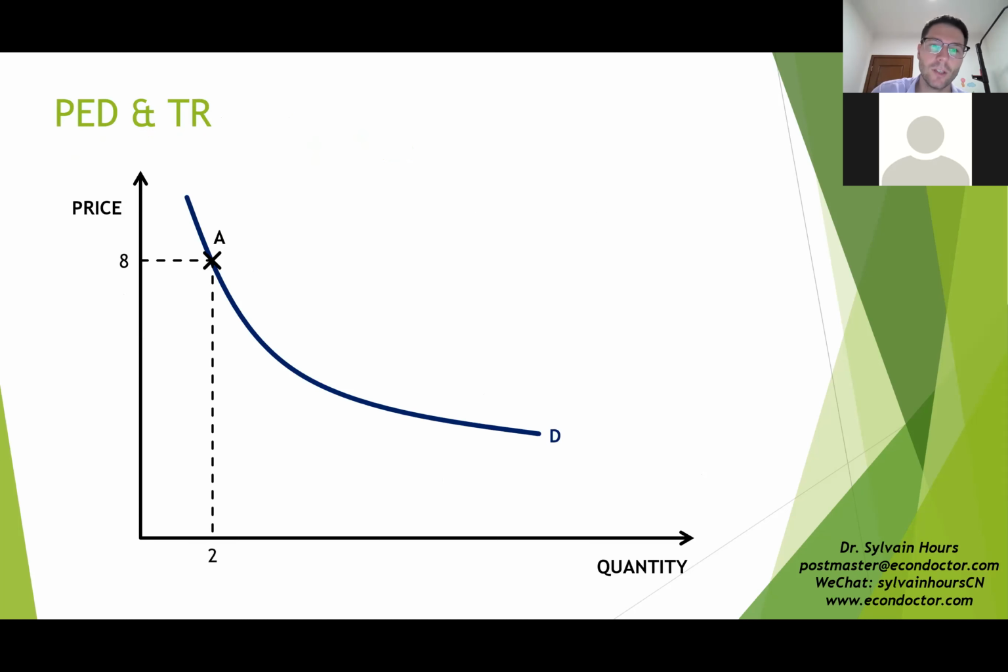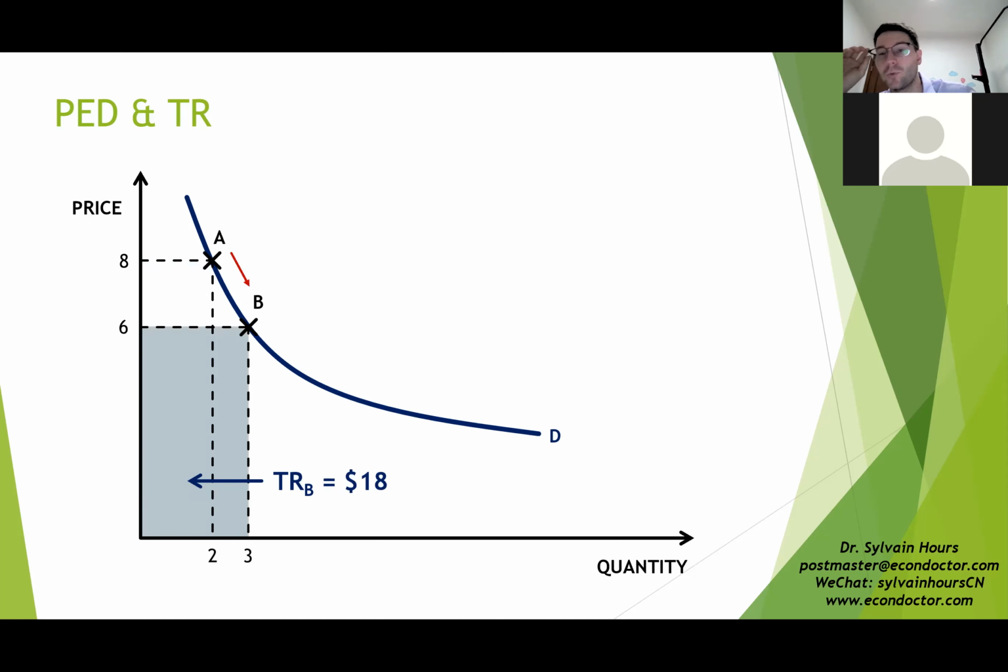And so, for example, let's say that we start from point A. The total revenue is 16, price times quantity. And you decrease the price from 8 to 6. So you move down along the demand curve from A to B. So you have a new total revenue, 18. So essentially, initially we had 16. Now we have 18. So total revenue has increased by $2.